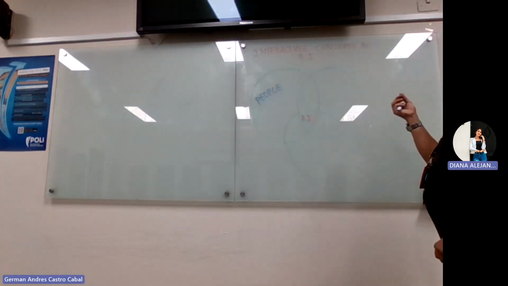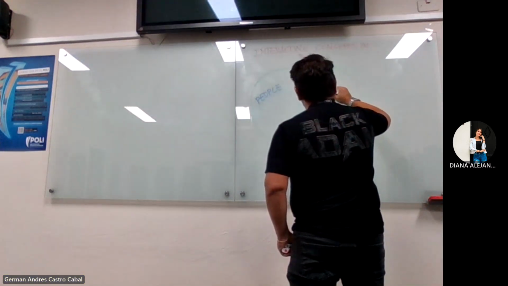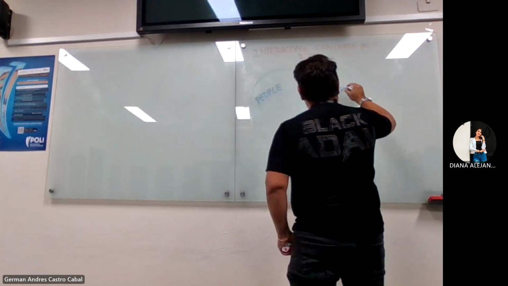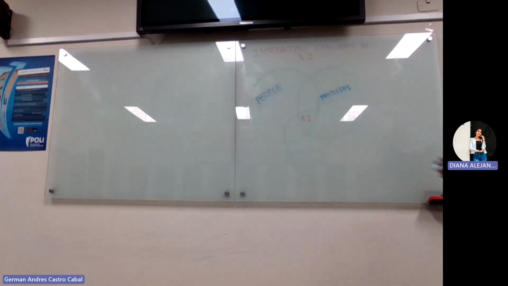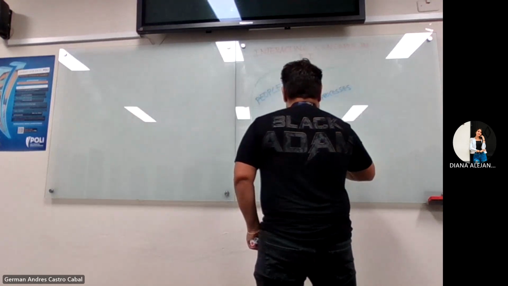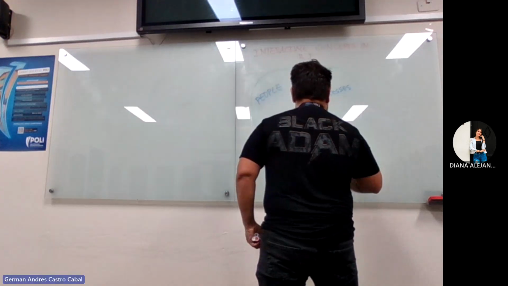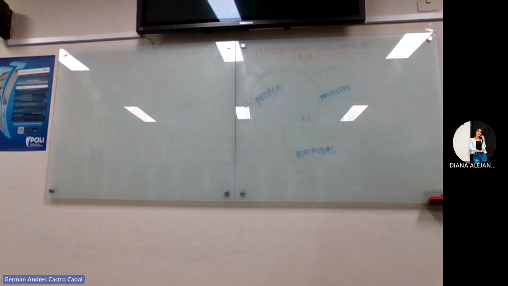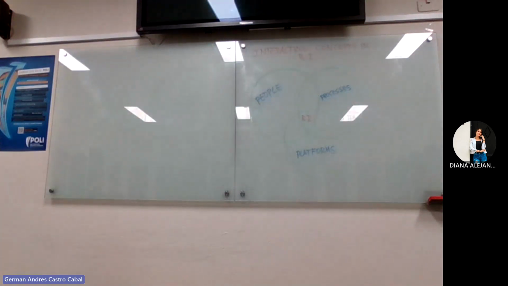The second concept is going to be processes. And then the third concept is going to be platforms. Those three concepts together build the concept of BI. But in each concept we can separate different sub-concepts.